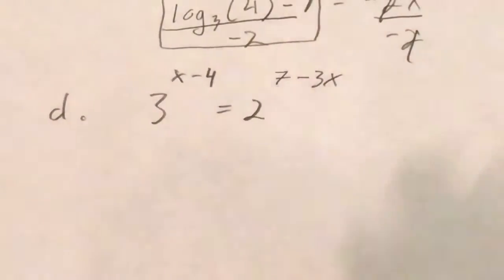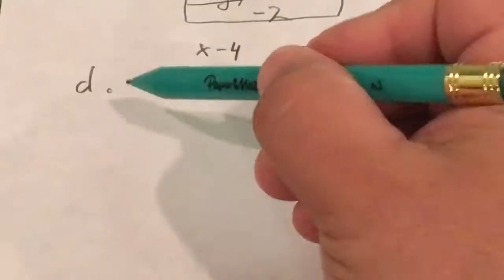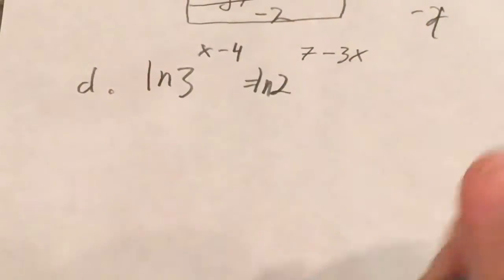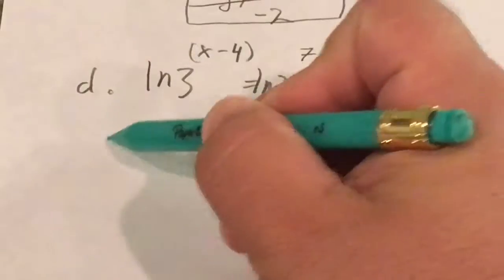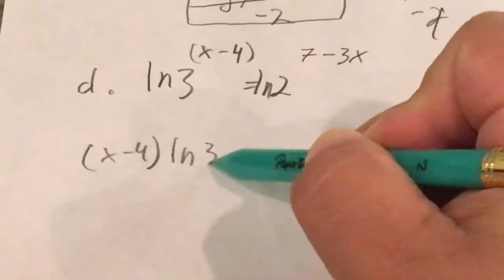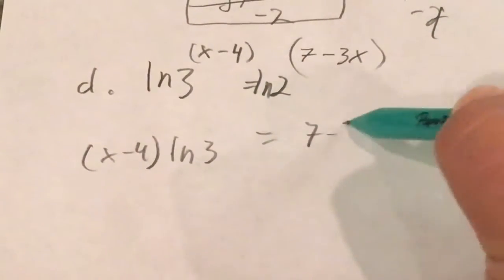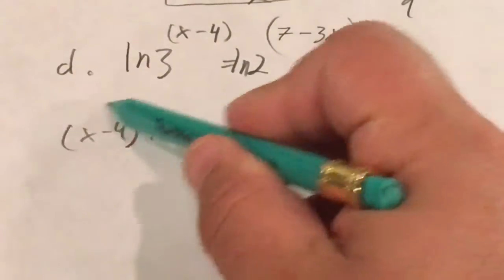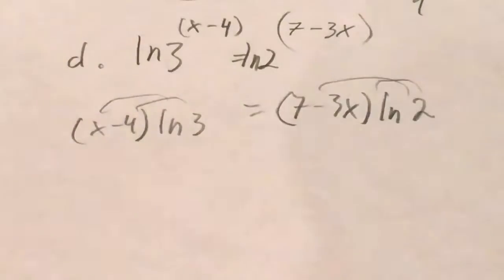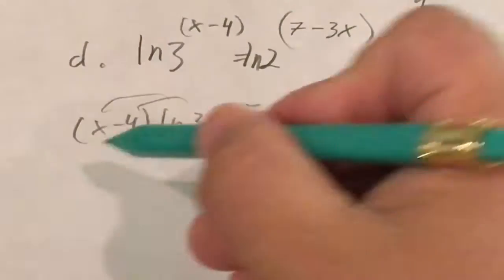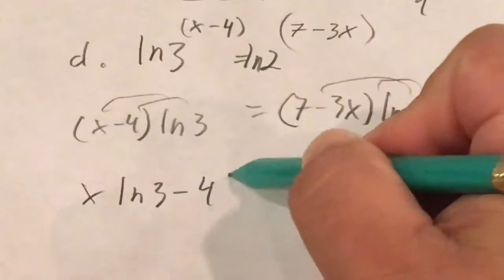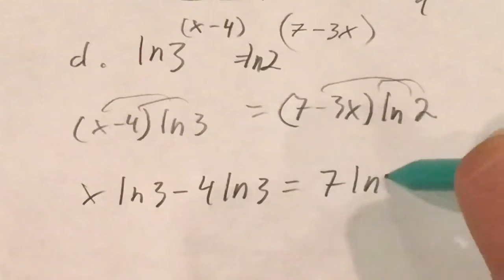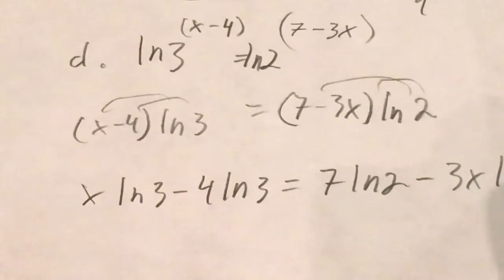This one is a little bit more involved. I have to ln both sides. So when I ln both sides, the exponent is ripped out in front. So that's going to give me x minus 4 times ln 3 equals 7 minus 3x times ln 2. And now I'm going to distribute the ln to each item. That's going to give me x ln 3 minus 4 ln 3 equals 7 ln 2 minus 3x ln 2.